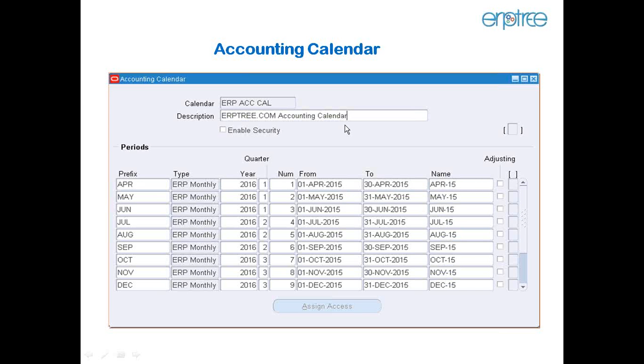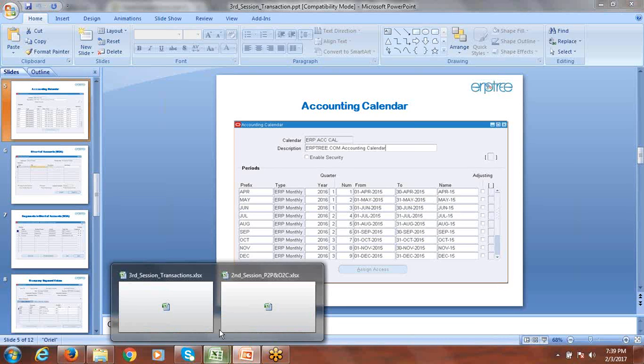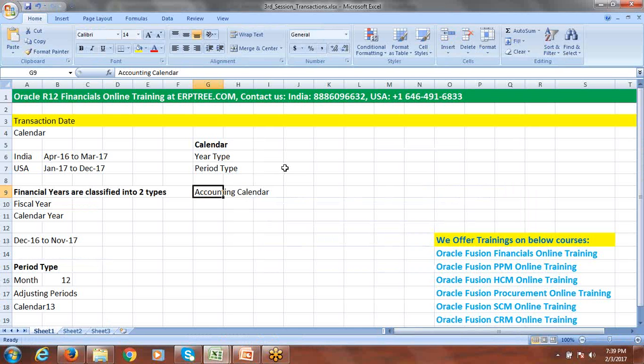When we are creating the accounting calendar, I will explain all the other field-related information also. I just wanted to show you how the slide looks. That's it. So these are the simple points we have to understand before we go on to create the accounting calendar in the system.